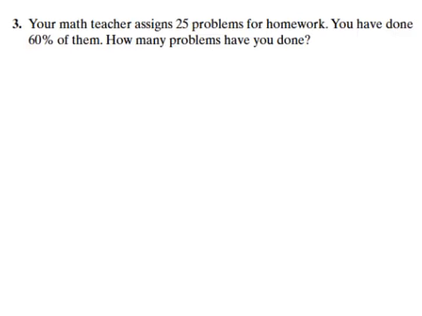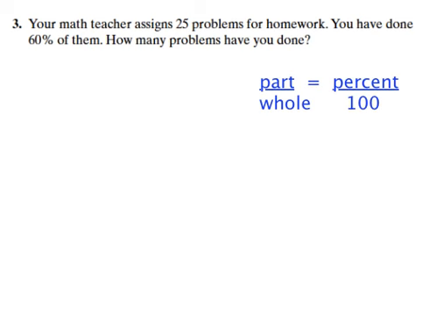Quick check number 3. Your math teacher assigns 25 problems for homework. You have done 60% of them. How many problems have you done? We're going to set this problem up again. Part over whole equals percent over 100. We're going to fill in the things we know. We know the percent. It's 60%. So we're going to put 60 over 100.